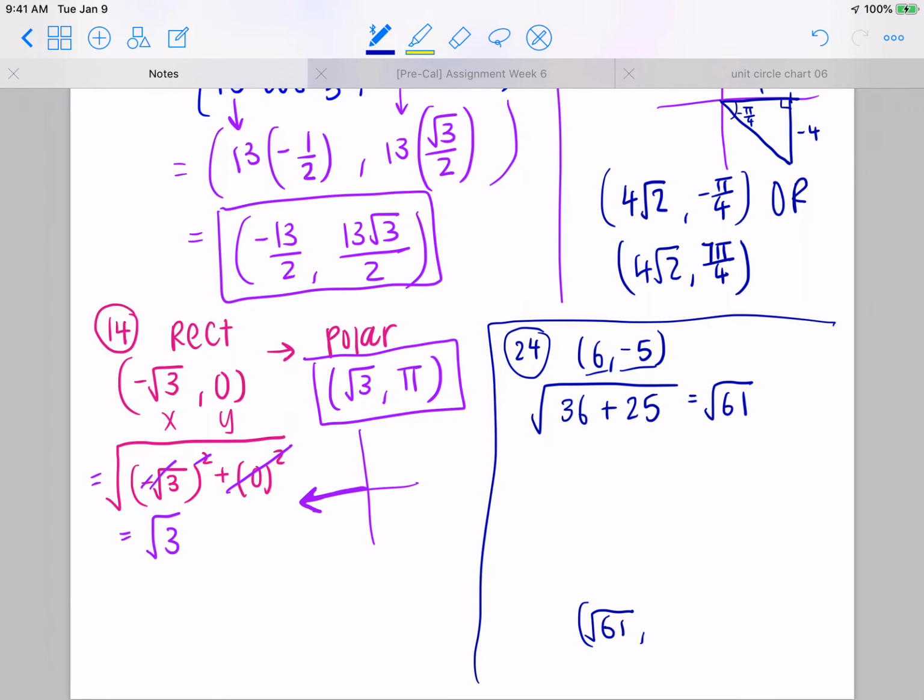Okay, so I'm going to keep that 6 and negative 5 and put that in my inverse tangent. Remember, our formula was inverse tangent of negative 5 over 6, which is our y value over our x value. Put that in your calculator in radian form, because all our answers are in radians, and you should have gotten an estimate of negative 0.69.